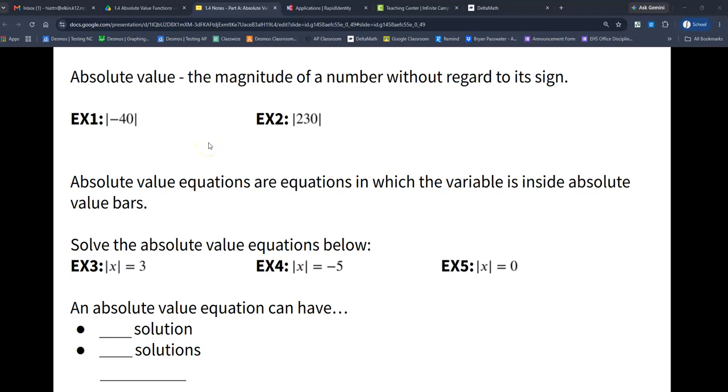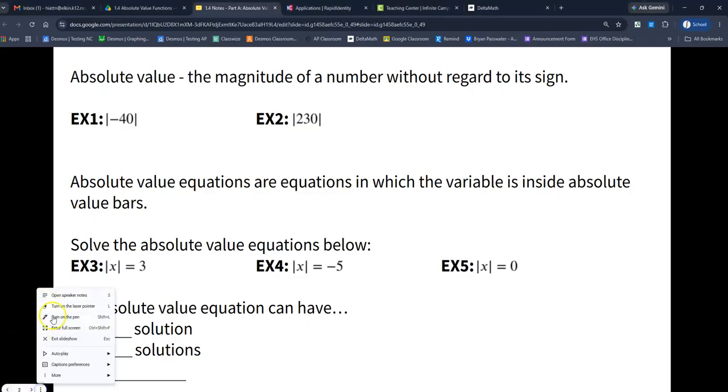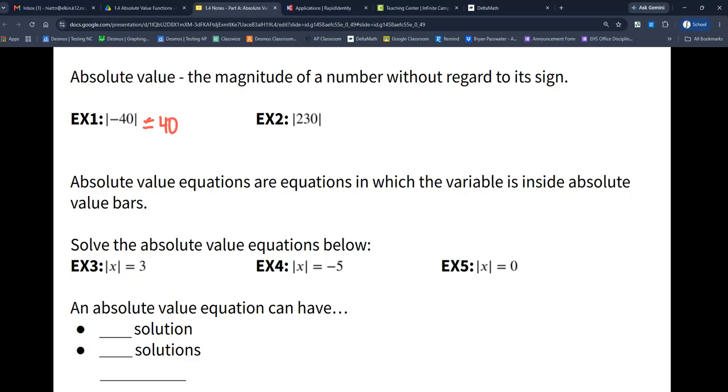Okay, so absolute value of negative 40. What's it going to be? 40. Positive 40. All right, so absolute value, you can think of it a few different ways. One way to think of it is how far away you are from 0. Okay, a distance is always positive, right? So it's positive. What about absolute value of 230?